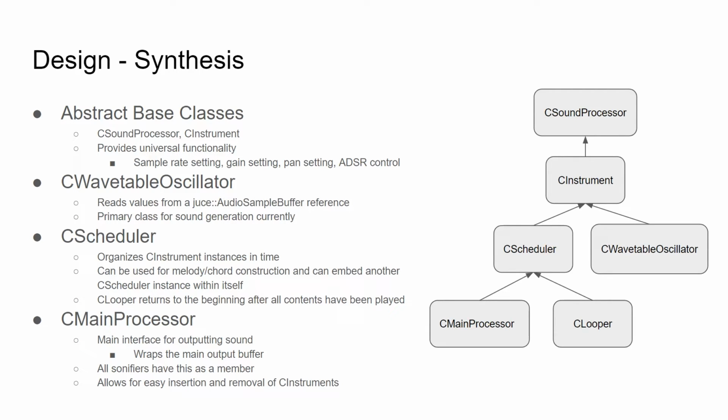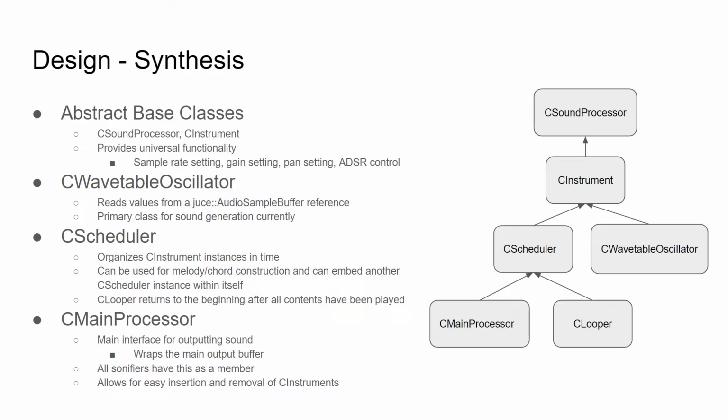So not much has really changed for the synthesis in terms of design since the midterm. We've added some functionality here and there, moved around some things behind the scenes, but the main API is pretty much the same. We have our two abstract base classes, CSoundProcessor and CInstrument, and these provide universal functionality for all the child classes. This includes things like setting the sample rate, the gain, pan, and also setting the parameters for an ADSR. And the main class we have generating values for sound is our CWavetableOscillator. This reads values from a JUCE AudioSampleBuffer reference. This is different in that we used to have a wavetable class, but we've since moved over to this method recently. And this is the main class, like I said, for generating values that will be producing sound.